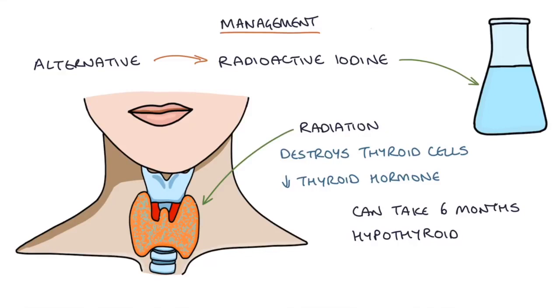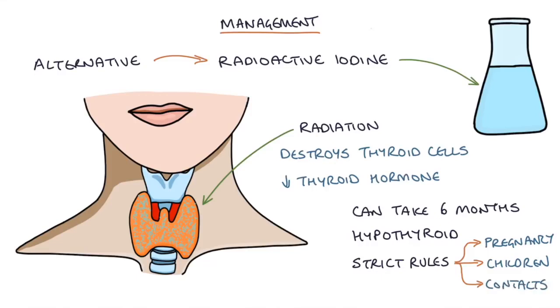There's also quite strict rules when somebody takes this radioactive iodine treatment, so they can't be pregnant, and they're not allowed to get pregnant for at least 6 months after taking the treatment. They should avoid close contact with children and pregnant women for 3 weeks, depending on the dose, and this is because of the risk to these patients with the radiation. And also for a few days after the treatment, they need to limit contact with anyone because the dose of radiation that they're emitting is a bit higher during this period.